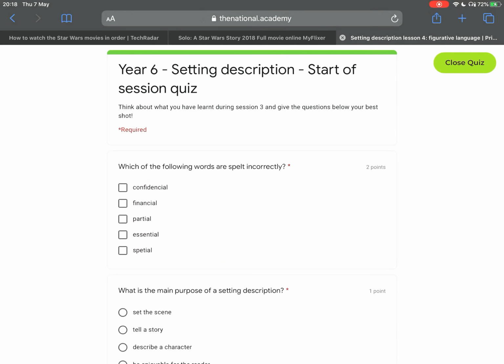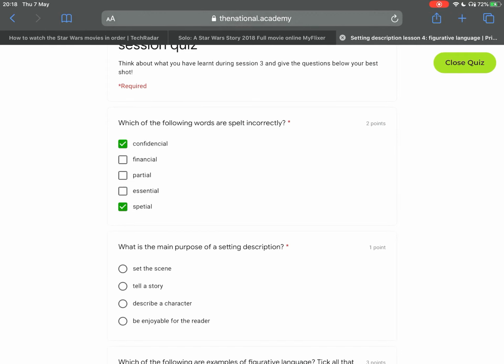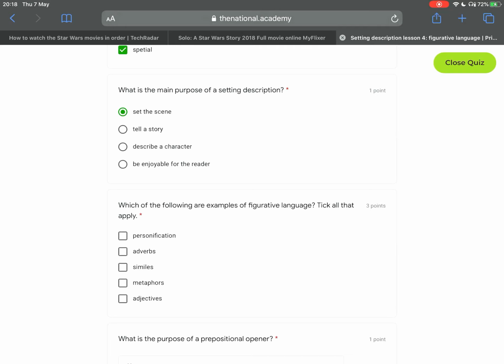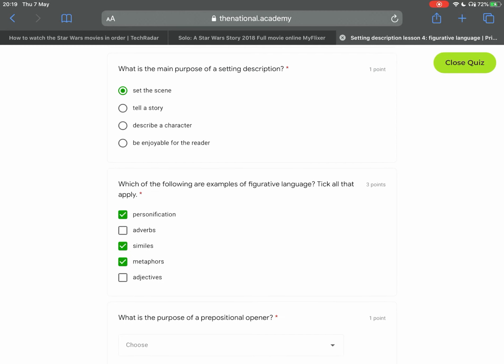So first you have your introductory quiz. Which of the following words are spelled incorrectly? That would be confidential and special. What is the main purpose of a setting description? That will be to set the scene. Which of the following examples are examples of figurative language? Tick all that apply. Figurative language, so that will be personification, similes, and metaphors.